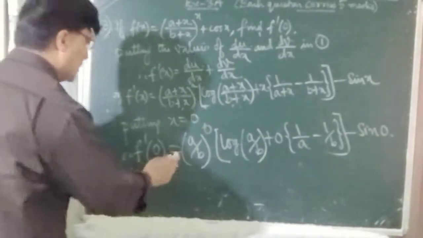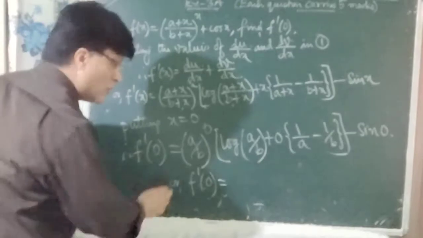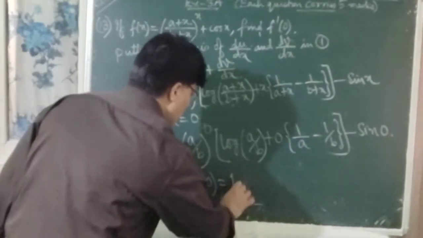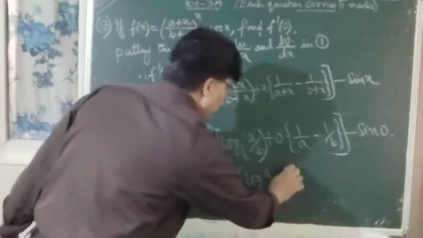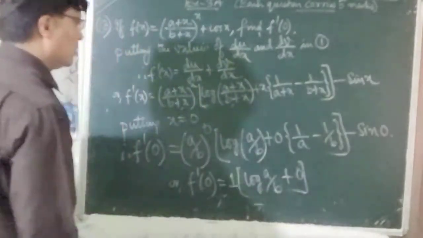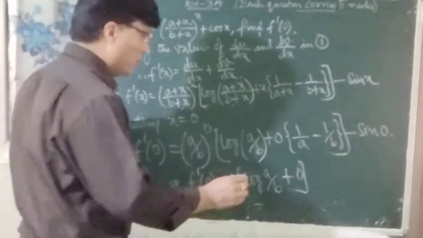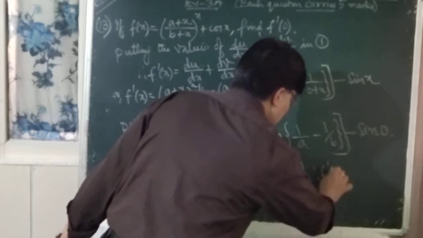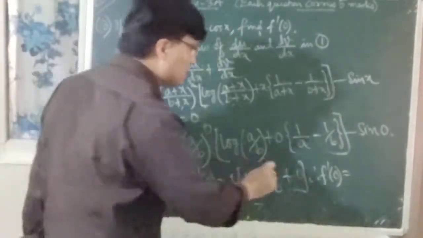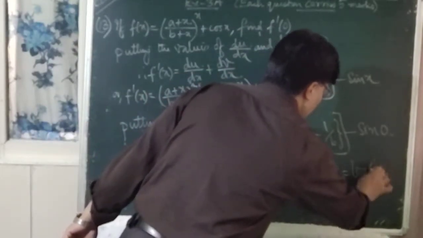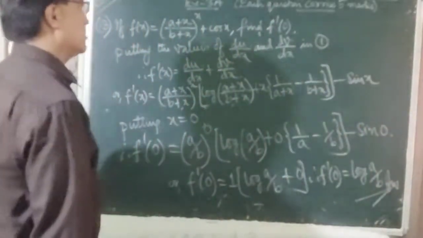So now you can write down the final answer. f dash of 0 is equal to, what is (a by b) whole to the power 0? That is always 1, within third bracket log of a by b plus 0, and 0 into any number is always 0. So what is the value of f dash of 0? It is 1 into log of a by b, which is log of a by b. So this is the final answer.